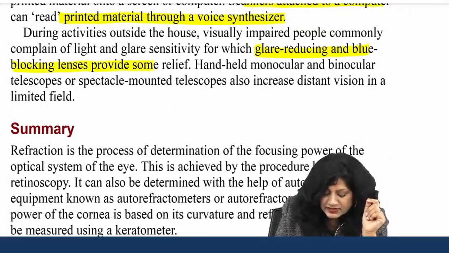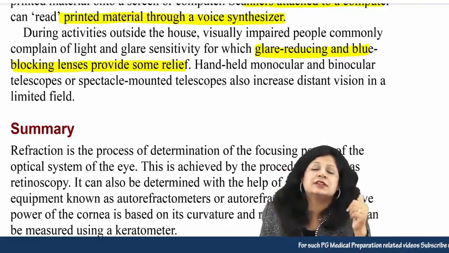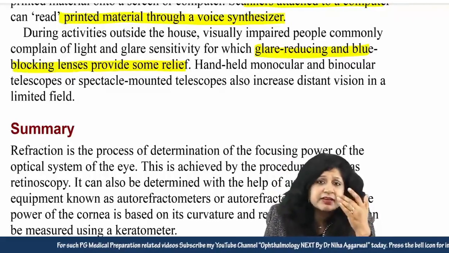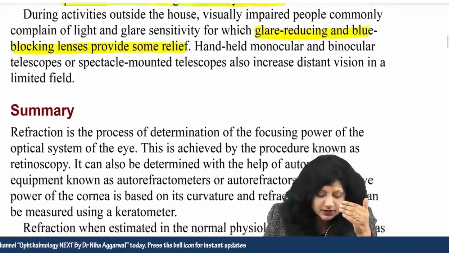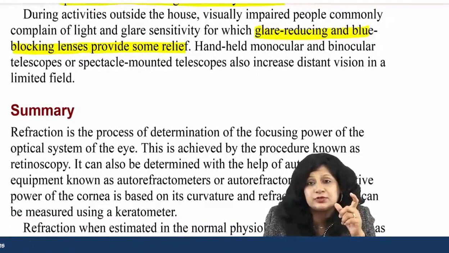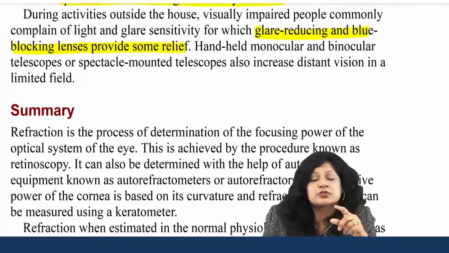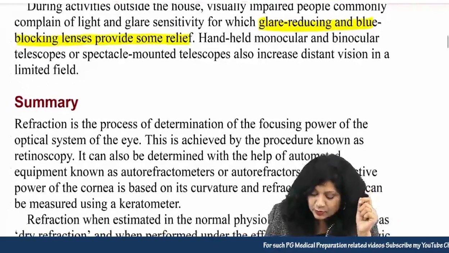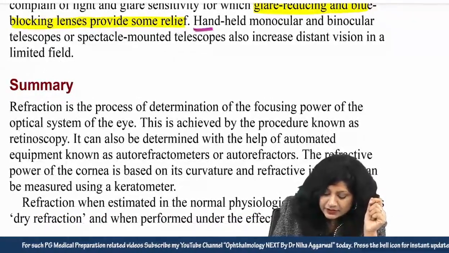So nowadays even cars have this facility of blue filtering light, because glare and this blue light are also creating a problem. So what we are doing is introducing those kinds of lenses which can reduce the glare and block the blue light. Handheld monocular and binocular telescopes we have got, and then we also have the spectacle mounted telescopes.